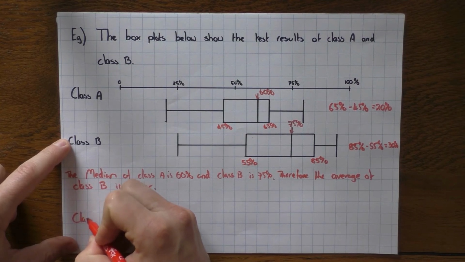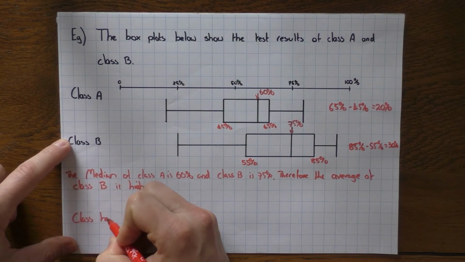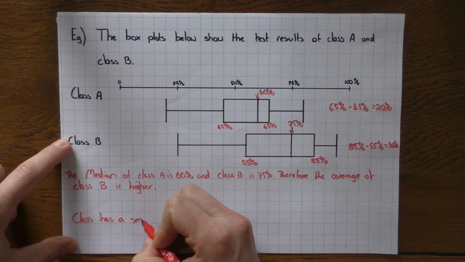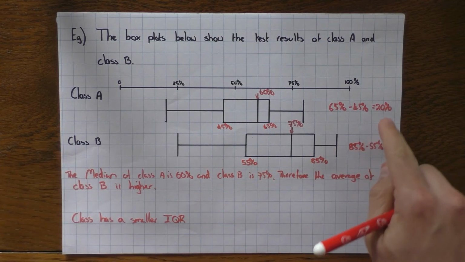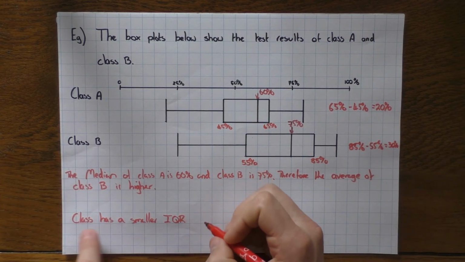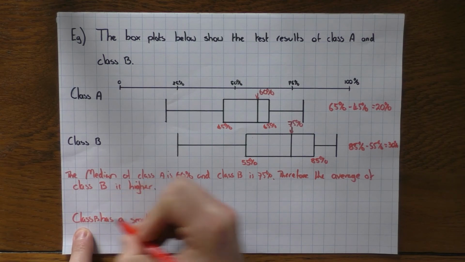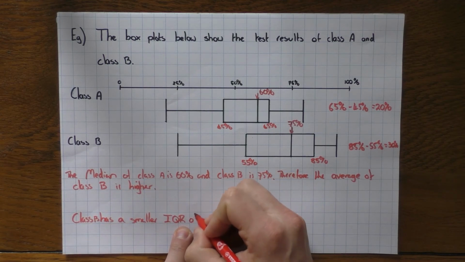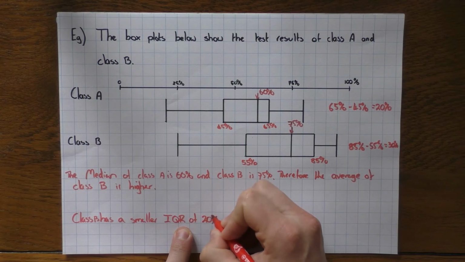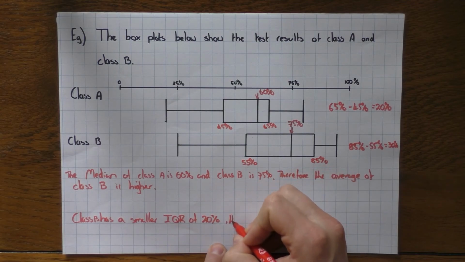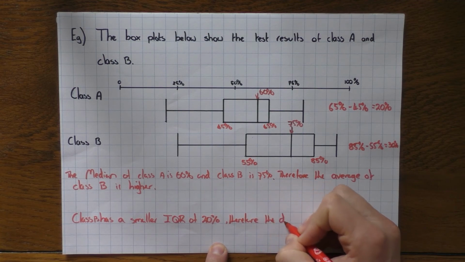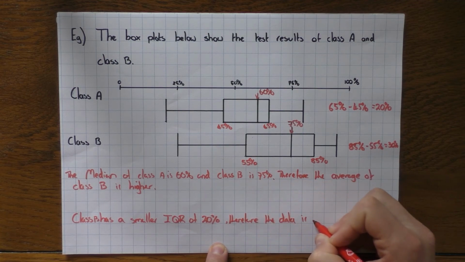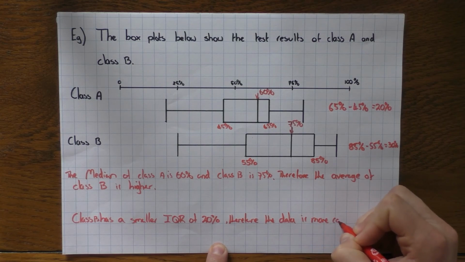Class A has a smaller interquartile range, okay, because that's 20% and that's 30%. So I'm going to put it, Class A has a smaller interquartile range of 20%, and we say therefore the data is more consistent.